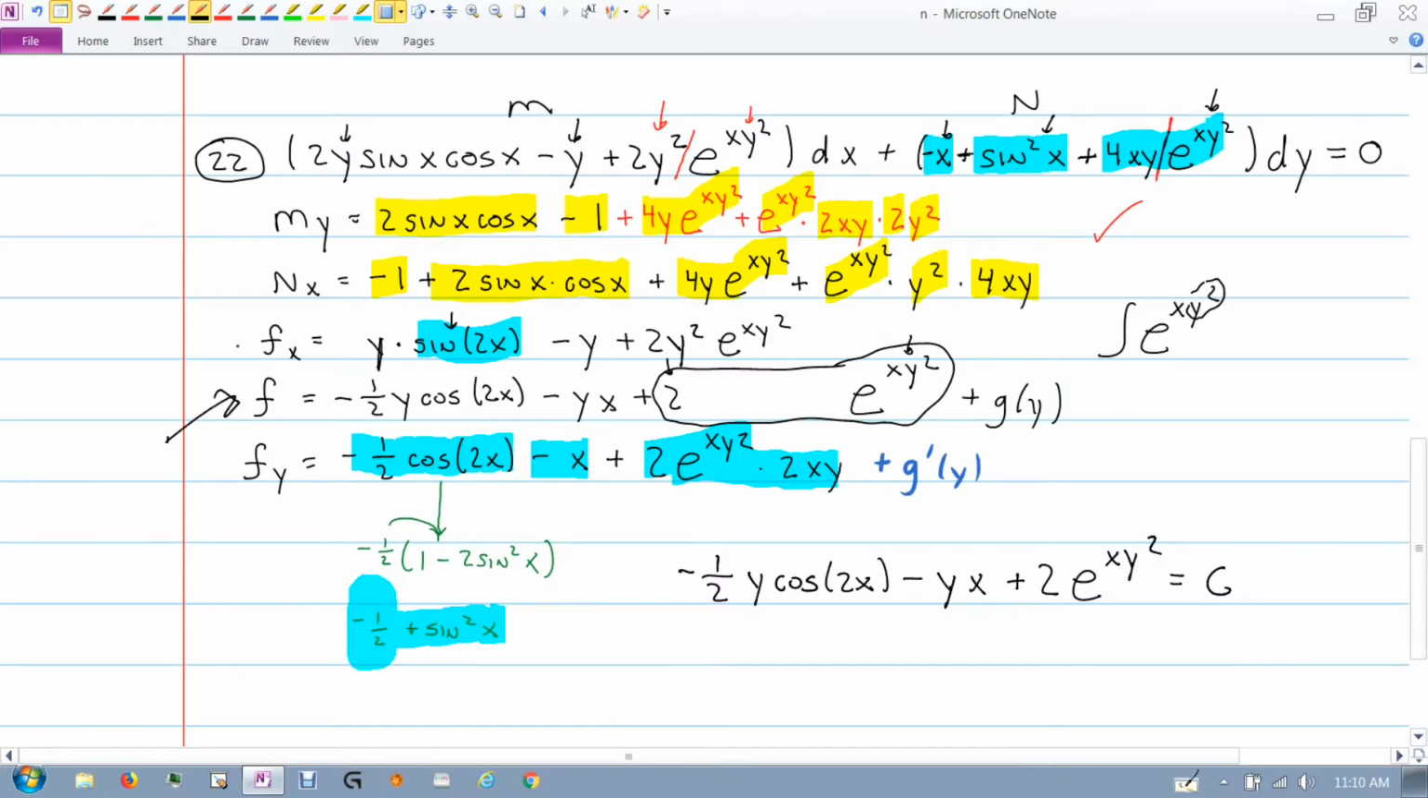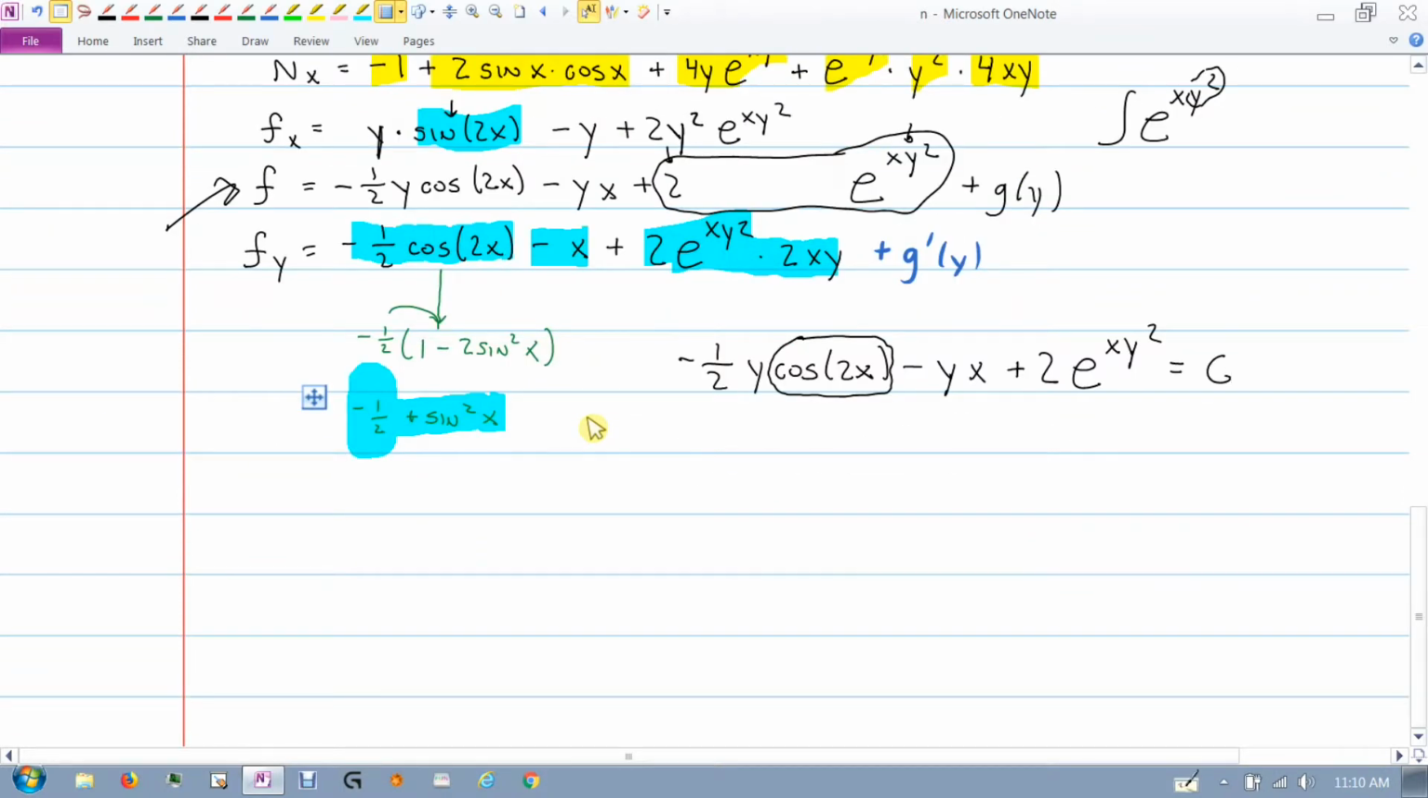Now let me just check this one because that looks a little messy. Yeah, it's going to be different from the back of the book because, again, they use this identity here. They switched that over. But it's correct still. So we should be good to go. Yeah, all right. Okay, moving on to 23.